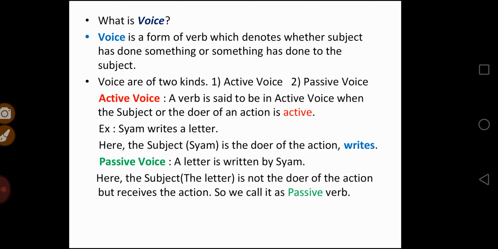Here, the subject Shyam is the doer of the action, that is writing a letter. Passive voice. When you change the sentence Shyam writes a letter into passive voice, the form is like this: A letter is written by Shyam. Here, the subject, the letter, is not the doer of the action but receives the action. So, we call it passive voice.